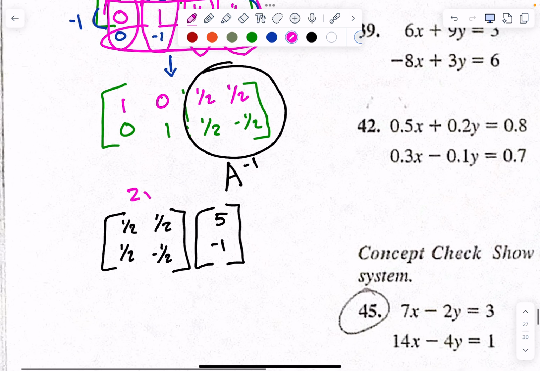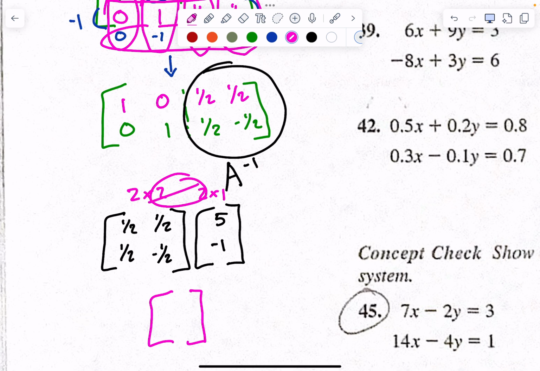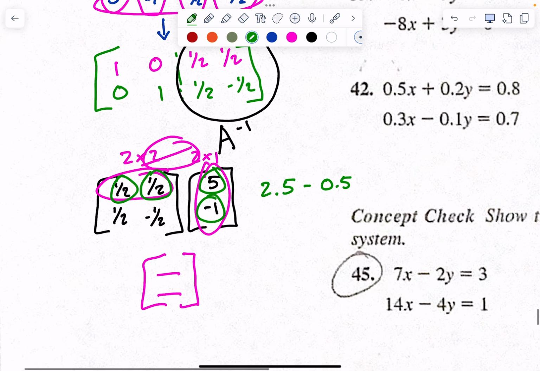It is a 2 by 2 times a 2 by 1, so I should end up with a 2 by 1, right? Okay, this guy and this guy. 1/2 times 5 is 2.5. 1/2 times negative 1 is negative 0.5, or negative 1/2. So that guy ends up being 2.